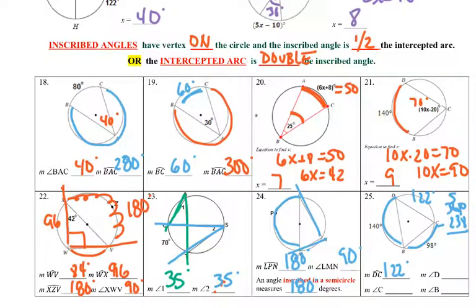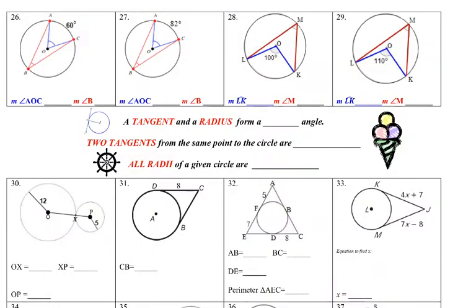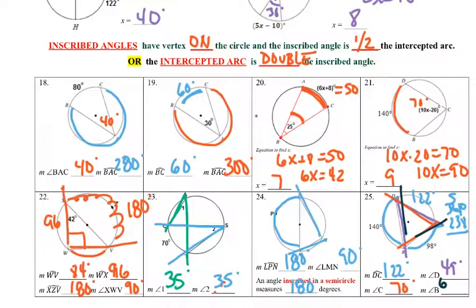And now each angle's inscribed. So angle D is going to be half of 98, or 49. Angle C here is going to be half of 140, or 70. And then the last one here would be half of 122, which is 61. 61 degrees. You get it, 61 degrees.